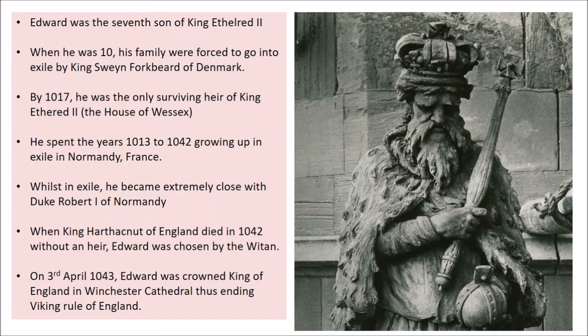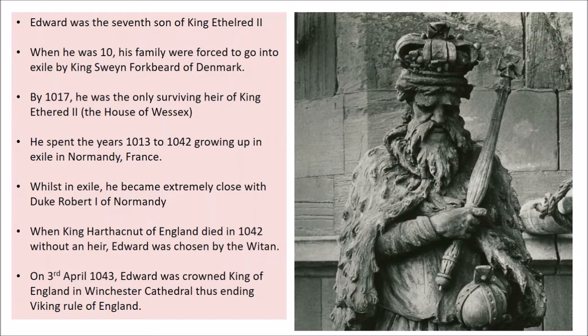He was the seventh son of a king called King Ethelred II, and he didn't actually grow up in England. He spent most of his childhood growing up in Normandy, over in the north of France, because when he was 10 years old, his family were forced to leave England because the Vikings invaded England and took over it. Okay, so Edward grew up in what we call exile, which means he grew up away from his homeland over in Normandy.